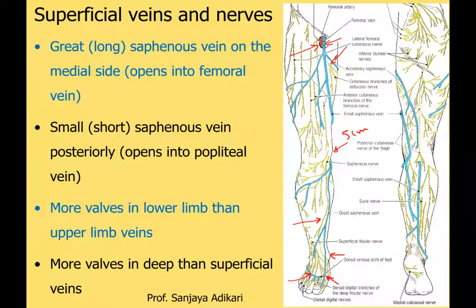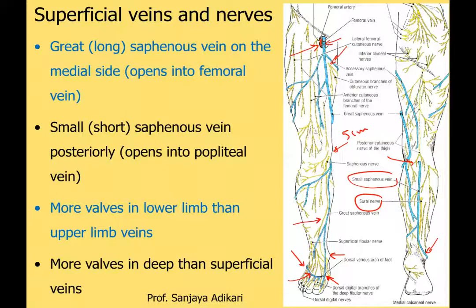Then the small saphenous vein, or the short saphenous vein, actually starts from the lateral side of the dorsal venous arch, passes behind the lateral malleolus, and lies on the posterior aspect of the leg, and pierces deep fascia at the popliteal fossa and enters the popliteal vein. A cutaneous nerve, which is the sural nerve, accompanies the small saphenous vein.